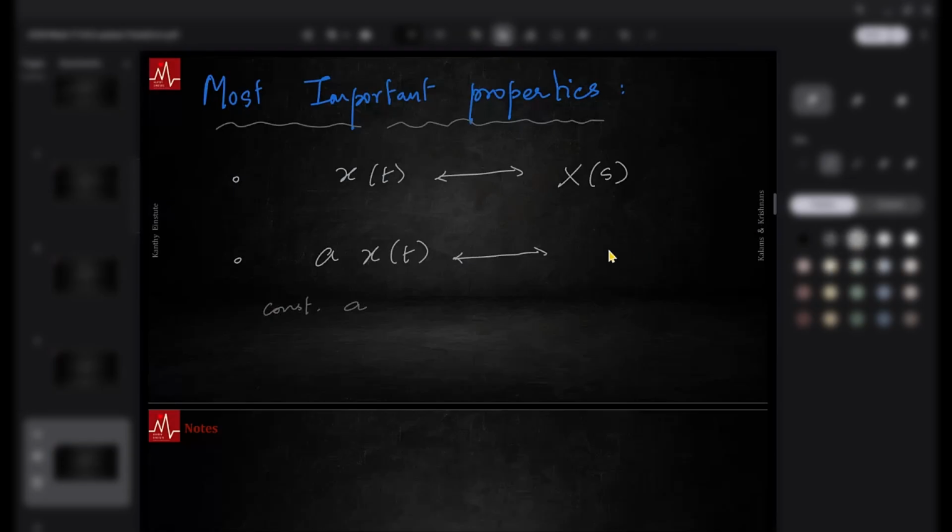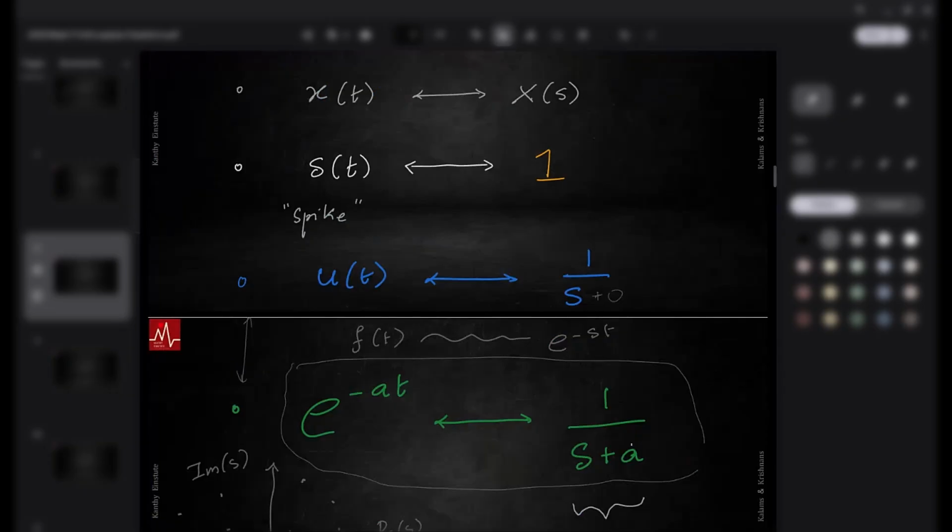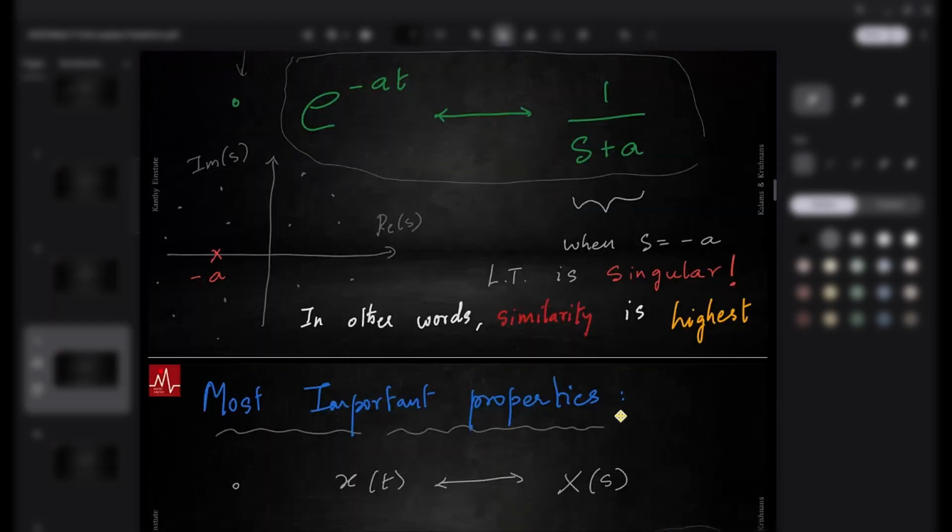This is fairly easy. A x of s. Now it behaves linearly. No big surprises there. This is also quite useful. Example, if you know the Laplace transform of e power minus at is 1 by s plus a, then the Laplace transform of 2 e power minus at is 2 by s plus a.